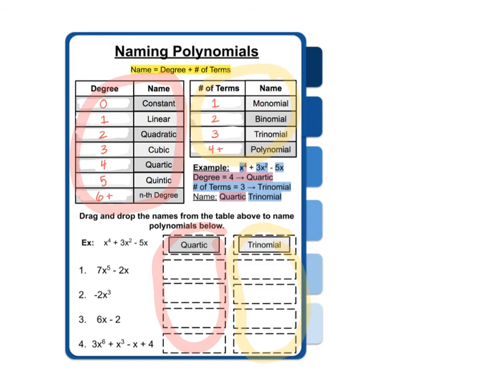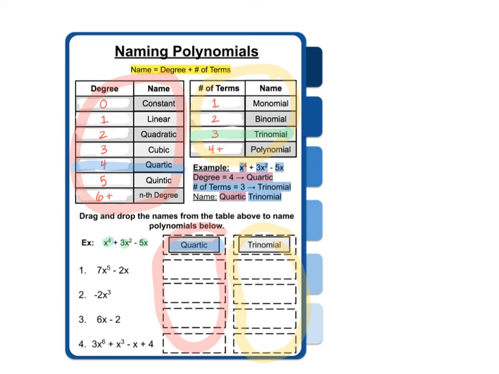If I look at my expression, we have x to the fourth. So my biggest exponent is 4. That means that we're going to use 4, and it's going to be quartic. The second part, we're looking at the number of terms, and we're going to use that second table. Remember, the number of terms is like the number of things being added together. So notice this one has 1, 2, 3 parts. That means it's going to be number 3, so it's going to be a trinomial.